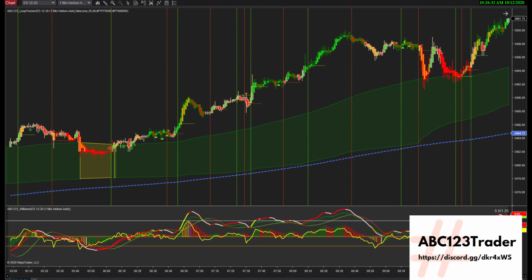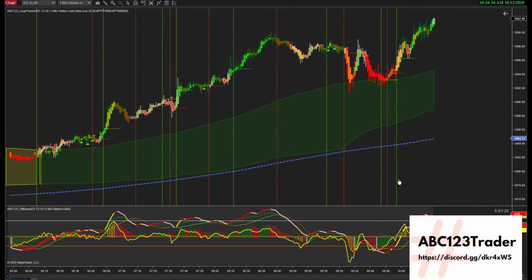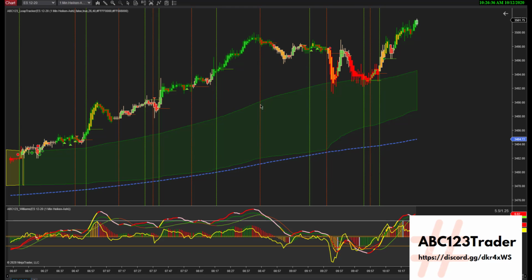But when you're not in that area, you'll have to look at different areas of opportunity. So when I use the leap tracker, as you can see, it will vibrate in this area. We look for our patterns, and away we go. Boy, she's been fighting a lot of volume there.